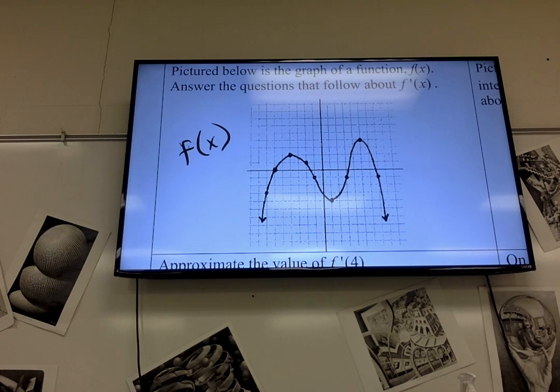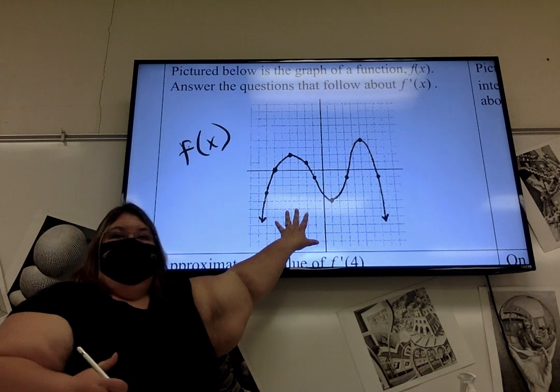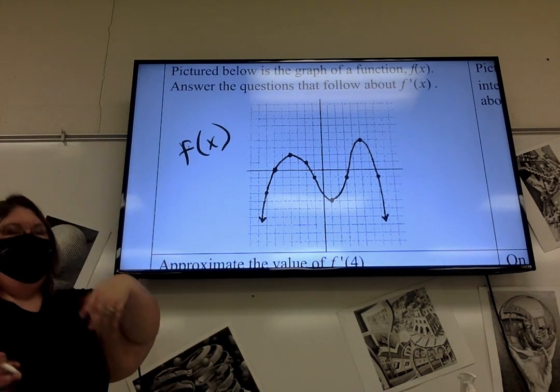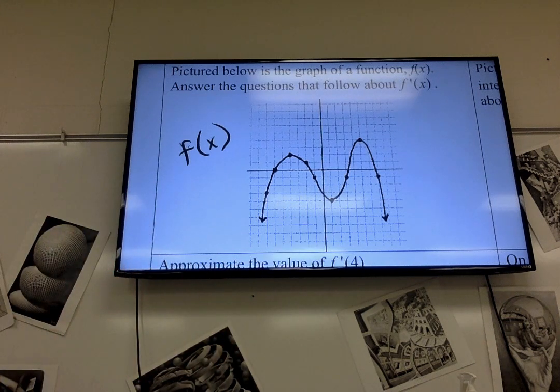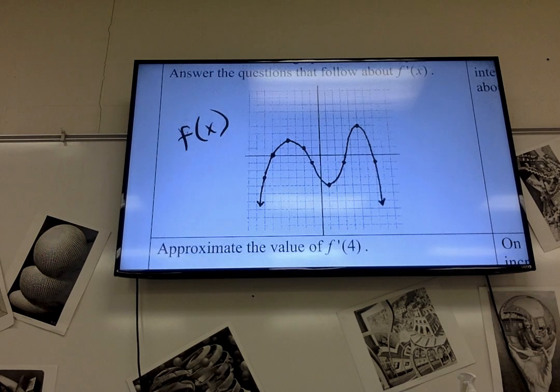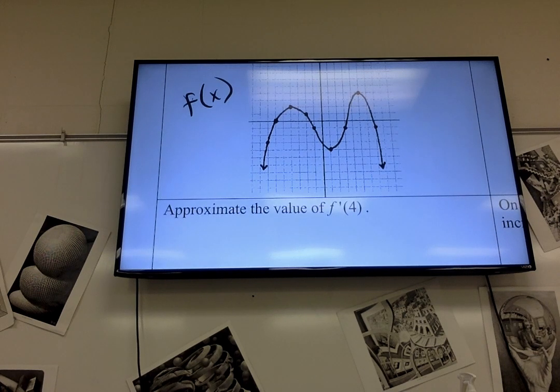Okay, so this is f of x, and we're going to answer the questions about f prime of x based on my picture of f of x, or our picture of f of x. So the first one says approximate. When you approximate, that means you're going to be doing a secant line slope.